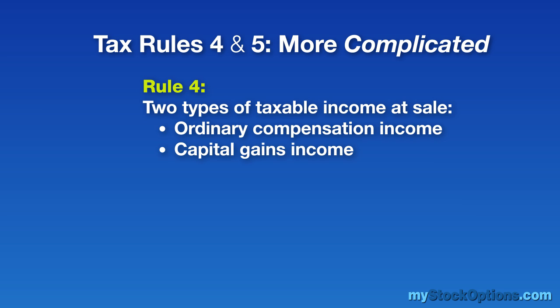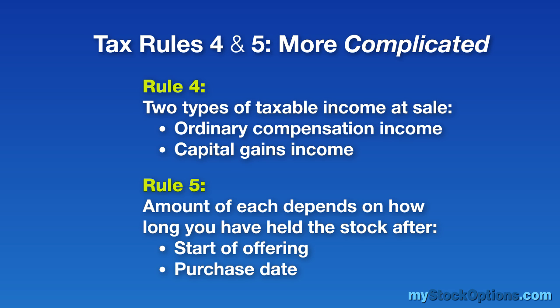And this is the rule. I mean, there's a few exceptions to this, but generally, let's say your stock price has increased since purchase, so you're going to have these two types of income. Now, how much compensation income you have and how much capital gains income depends on how long you've held the stock for. Okay, so let's look at an example to try to make sense of all the rules.